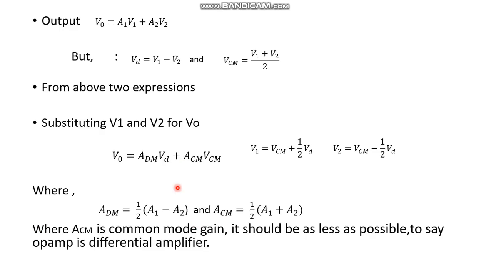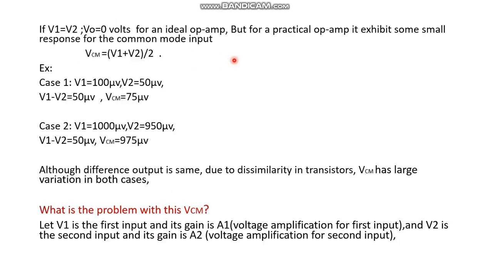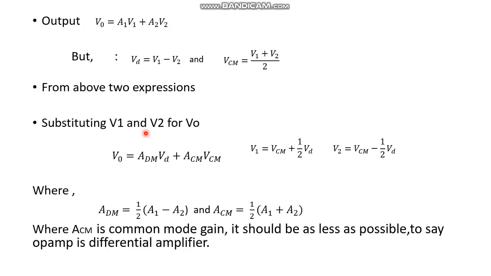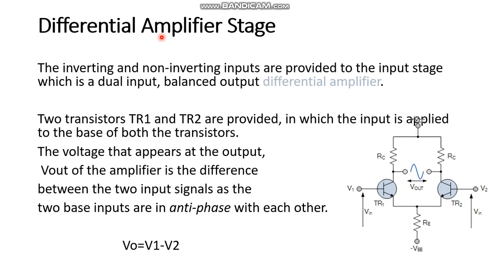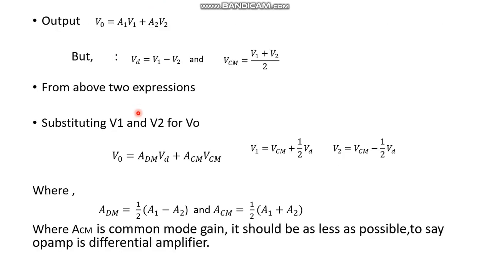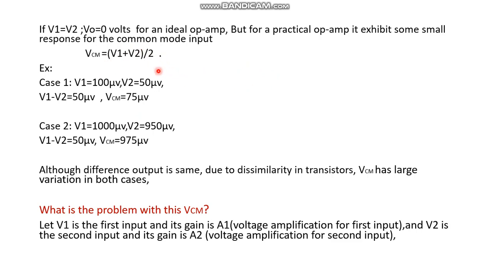And what is V0 here? V0 is A1 V1 plus A2 V2. So VD equal to V1 minus V2. VCM is V1 plus V2 by 2. We already know this from the previous slide.